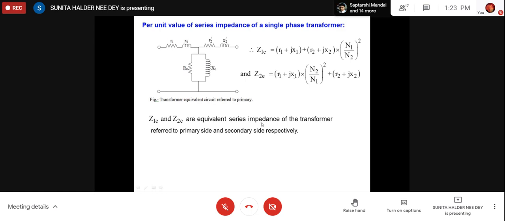Then let us see what will happen to these values if we transfer all these to per unit quantities. Now you can observe one thing. Z2E is always Z1E into (N2 by N1) whole square, and vice versa. Z1E is Z2E into (N1 by N2) whole square.